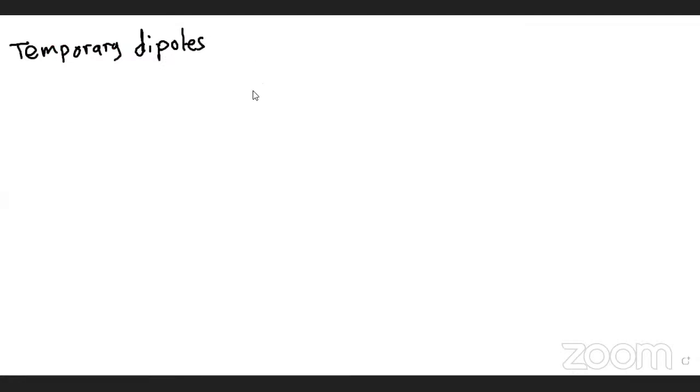So if you notice, permanent dipoles come about when we have polar compounds. So the temporary ones are going to come from non-polar compounds.